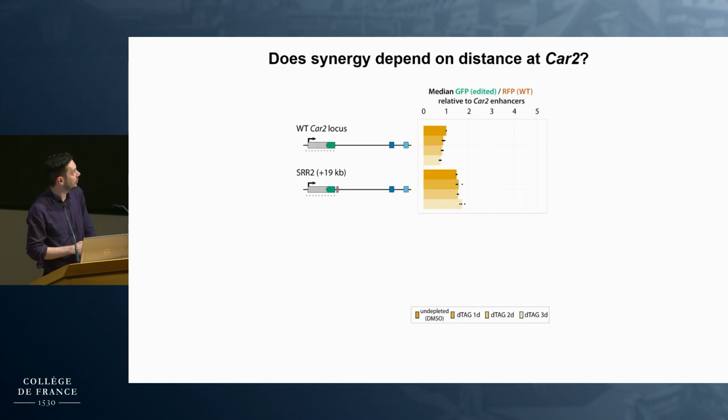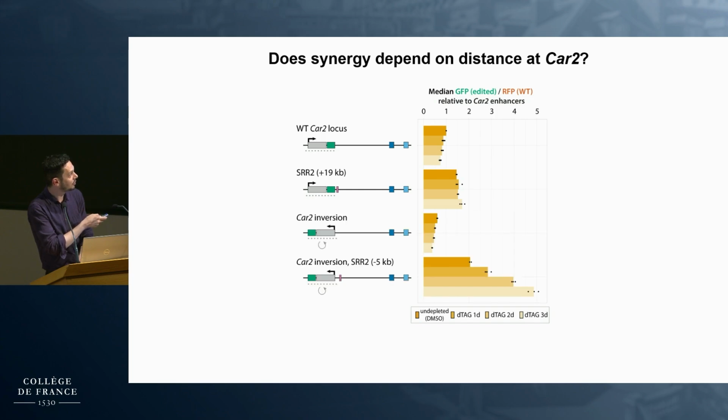Something that was really, really striking to me is that, again, if you insert the SRR2 too far, here at 18 kb, it doesn't sustain, or it doesn't synergize. But if on this allele that does not synergize, you invert the transcription unit, bringing the promoter only 5 kb away, now you can elicit the synergy again. So again, this has to do with the distance between this proximal element that has to be within about 20 kilobase to elicit this behavior.